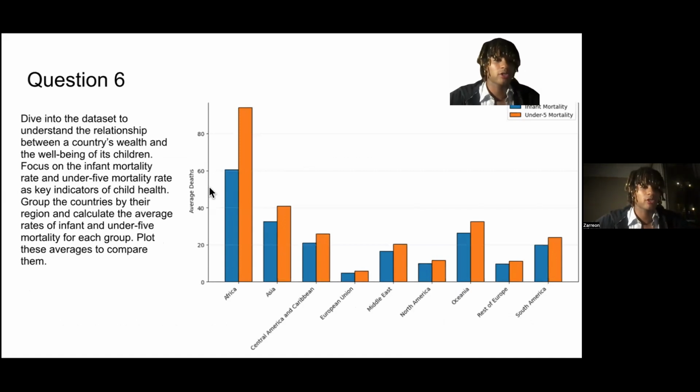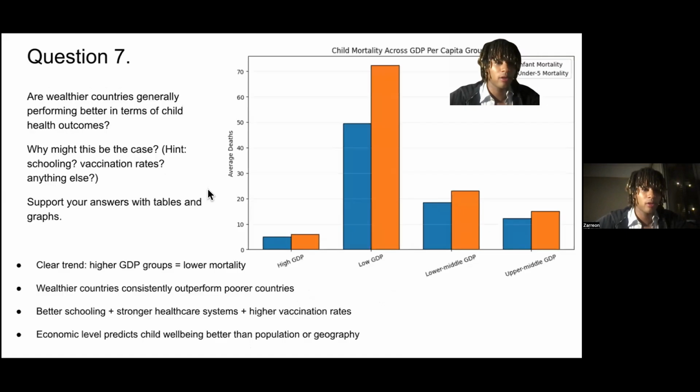In question six, I focused on health, specifically infant mortality and under 5 mortality. I grouped countries by region again and computed the average mortality rates. The graph shows the same pattern I saw earlier. Africa has extremely high infant and under 5 mortality, while Europe and the Western Pacific have the lowest. This reinforces the idea that a country's wealth and healthcare investment directly impact child survival. So overall, child mortality turns out to be one of the clearest indicators of inequality across regions.